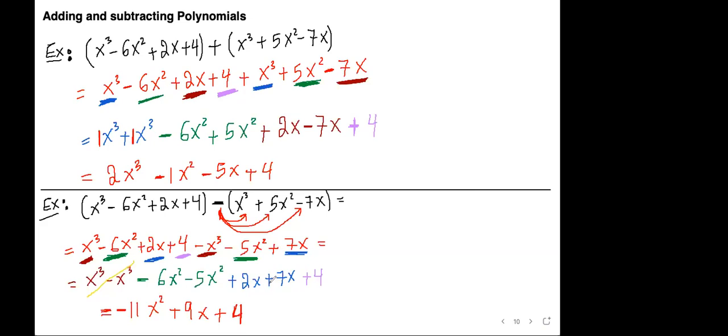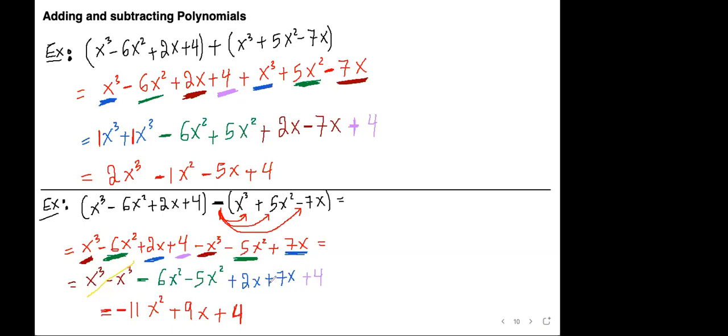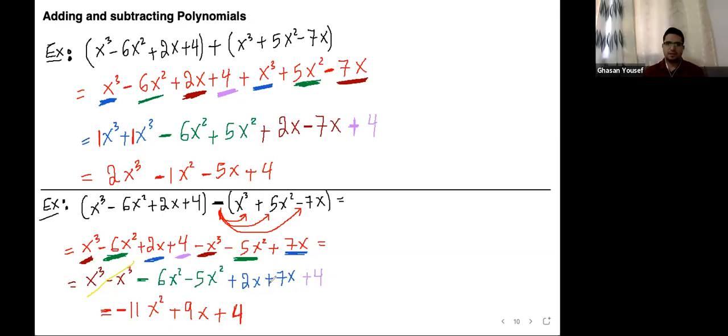I think it's always good to put it in standard form, right? Go by the degrees: 2, 1, 0. Yes. So you have to put it in the standard form: 2, 1, 0. Yes.